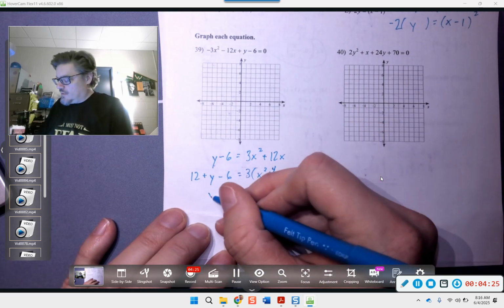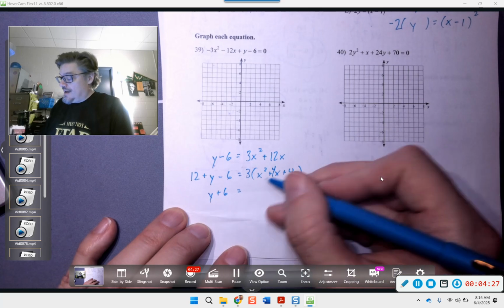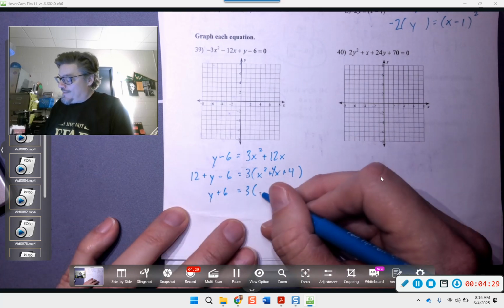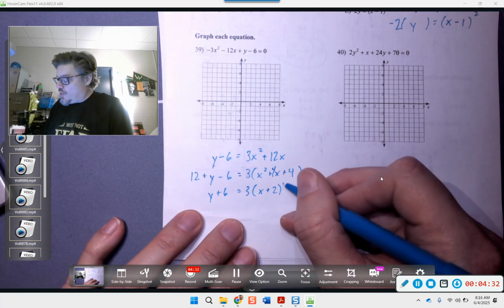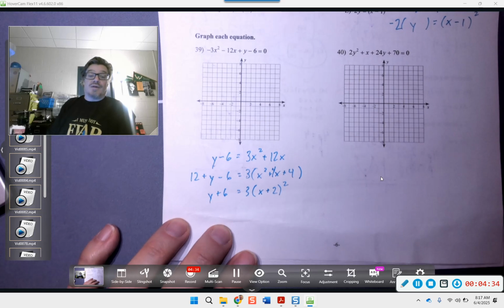So adding those two, we're going to get a y plus 6. And then this becomes 3 times the quantity x plus 2 squared. So now we have the parentheses that we're looking for.